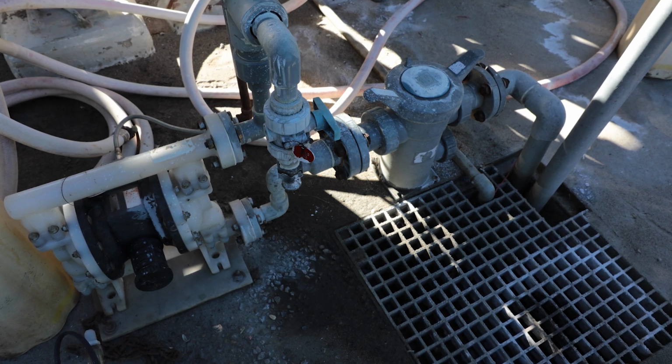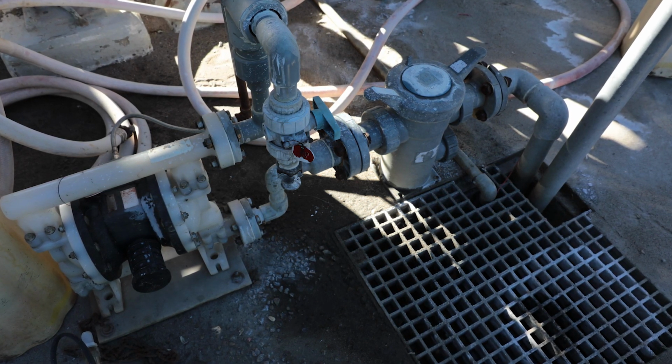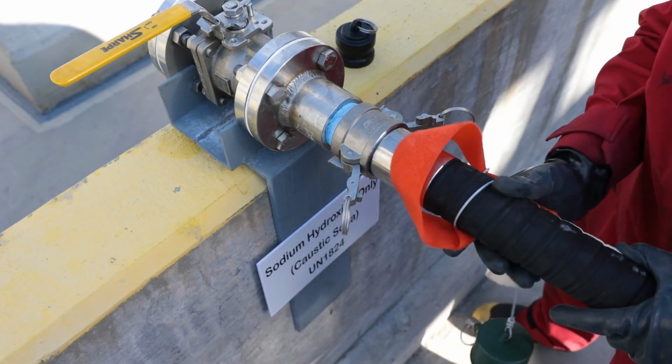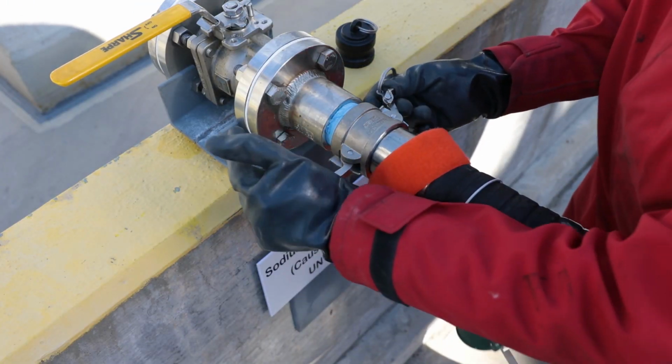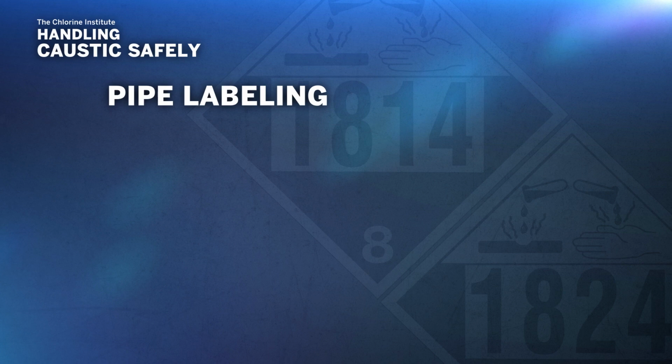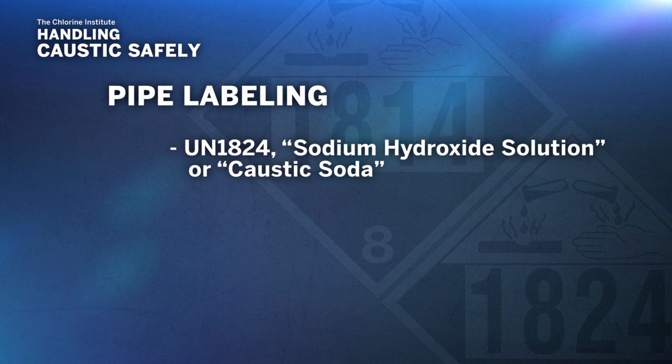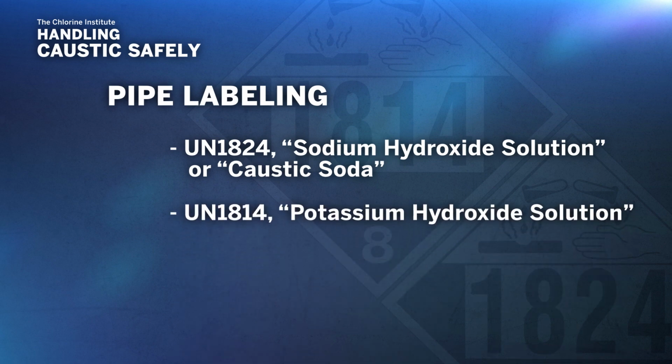Spills of caustic should drain to a collection sump to allow for safe collection and disposal. Unloading pipes should be clearly labeled with the proper solution. If you are unloading sodium hydroxide, the pipes should be labeled with UN 1824 or sodium hydroxide solution or caustic soda, or any combination of these indicators. If you are unloading potassium hydroxide, pipes should be labeled with any combination of UN 1814 or potassium hydroxide solution.